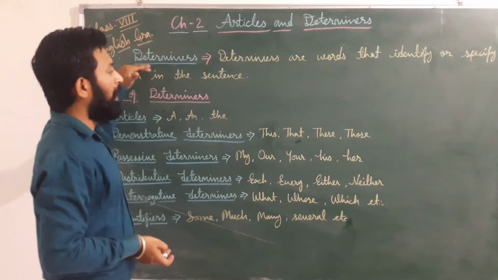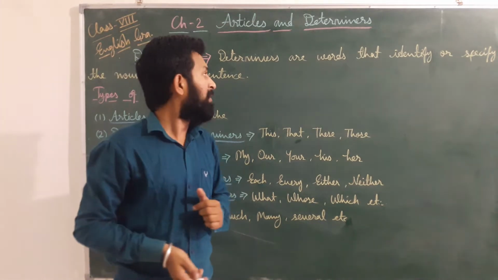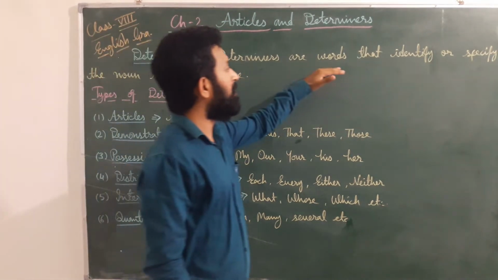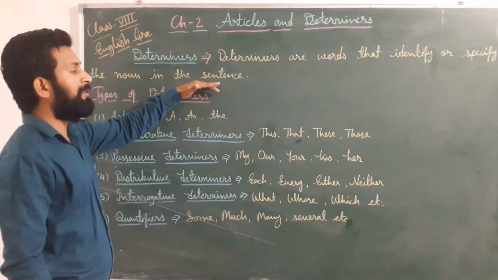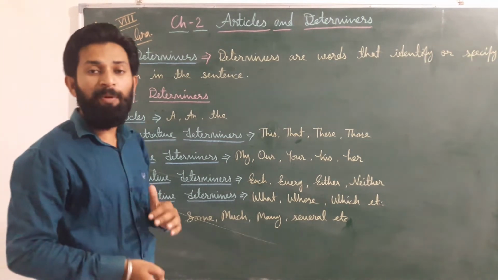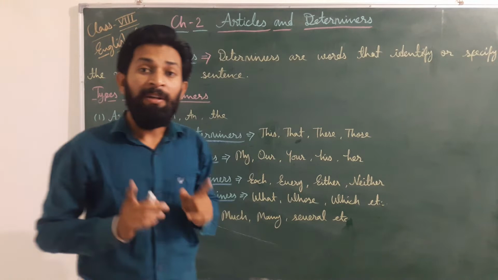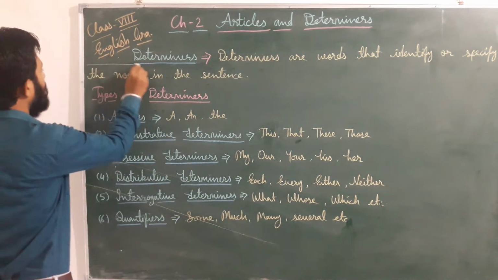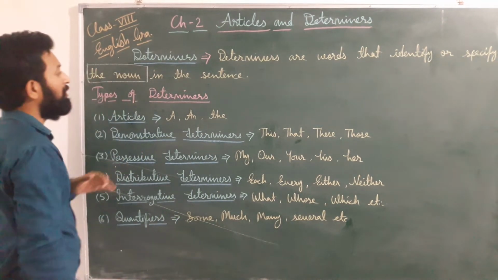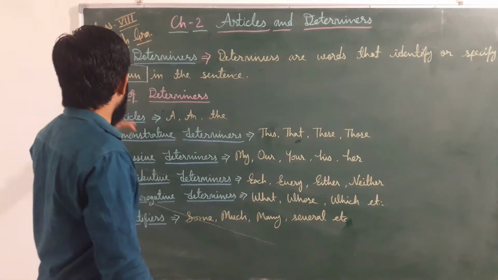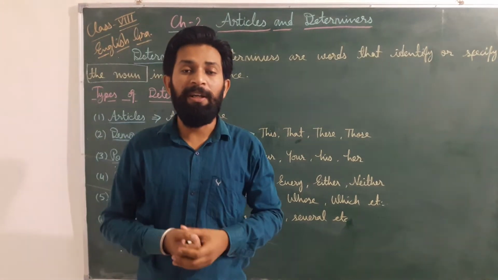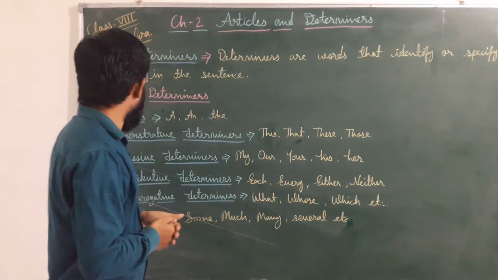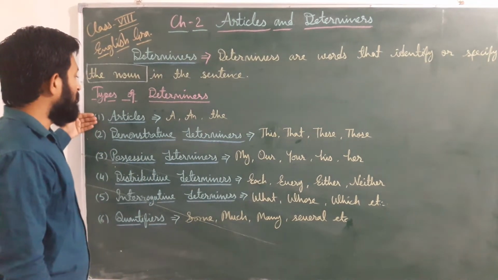First, determiners. If anyone asks you what determiners are, then determiners are words that identify or specify the noun in the sentence. Means determiners are that type of word which identifies the noun. If any word is identified by the noun, that is known as a determiner. There are many various types of determiners in English grammar. At first we will begin with articles.